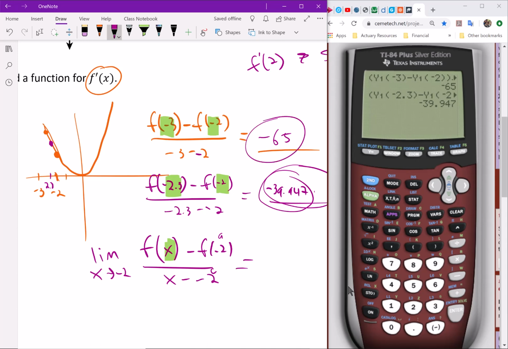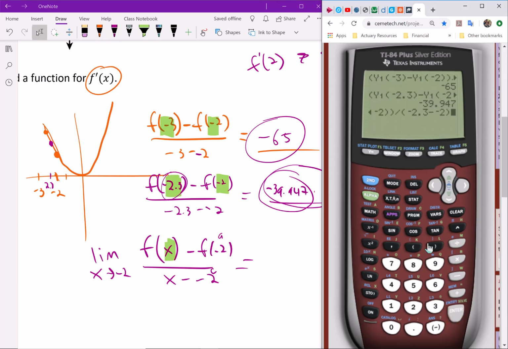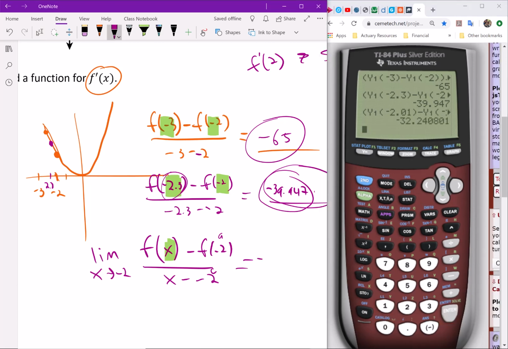And then basically we want to make this number closer and closer to negative 2. And you can kind of just jump there. You don't have to do the ones that are far away, right? But just remember, you can't plug in exactly negative 2 because that'll give you 0 in the denominator. So let's plug in negative 2.01. That's very close to negative 2. We're going to plug in the same thing over here. Negative 2.01. And that's going to give me the next one, negative 32.24.